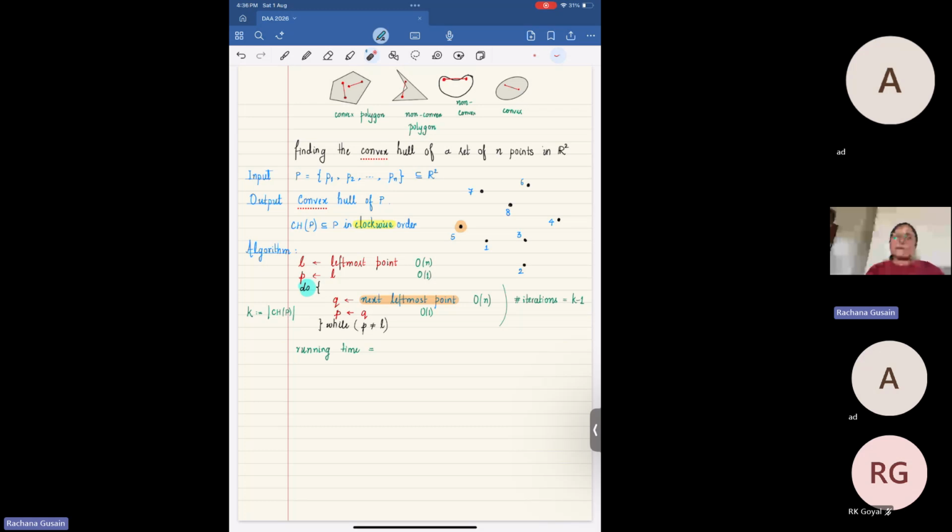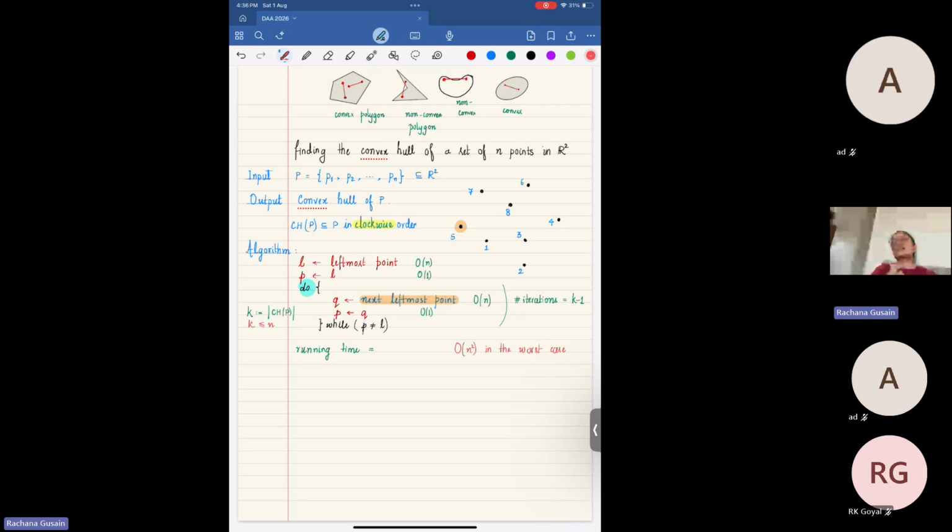Okay, so you are trying to think of the running time in terms of just n. You are absolutely right. This k is at most n, less than or equal to n. So the running time in the worst case is going to be order n squared.